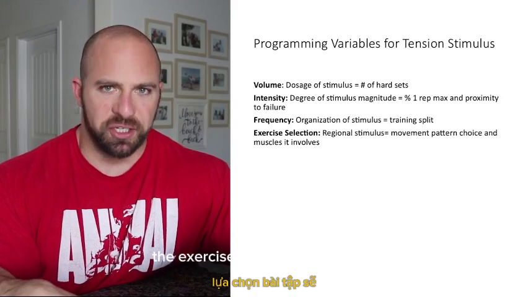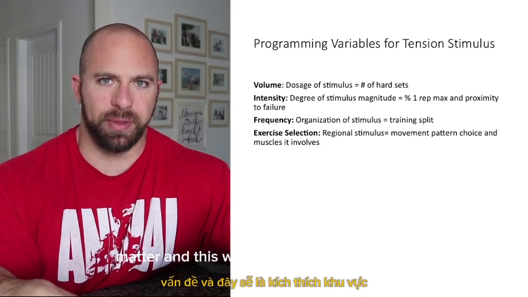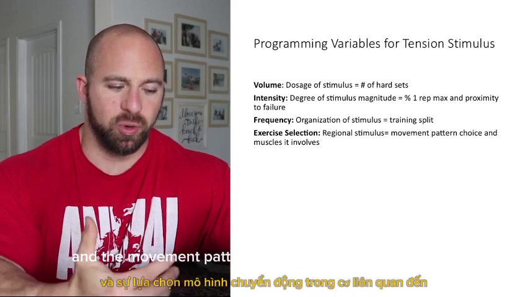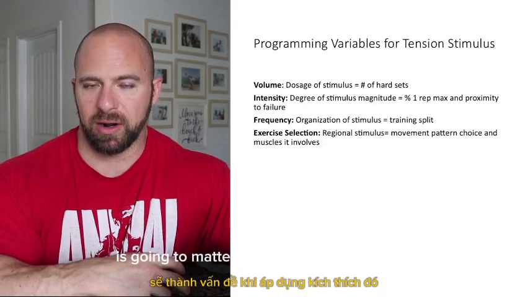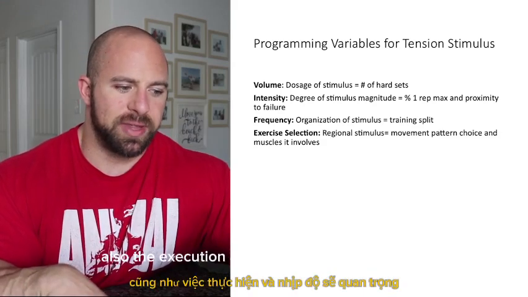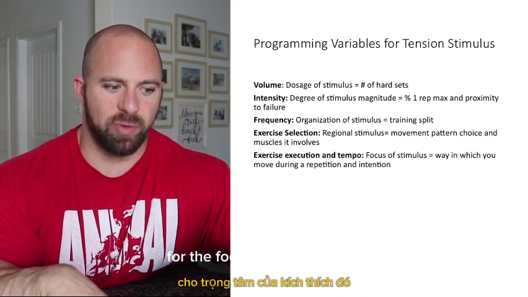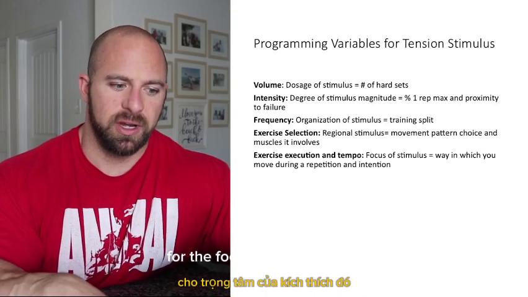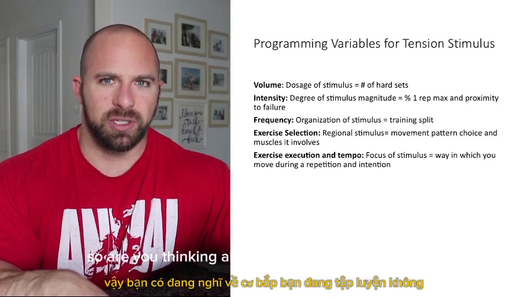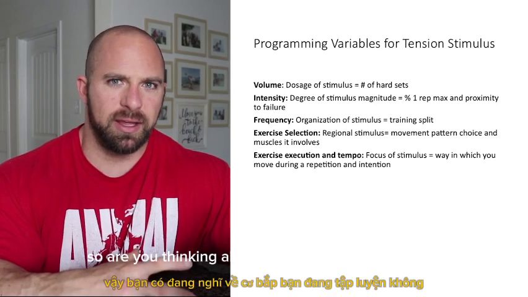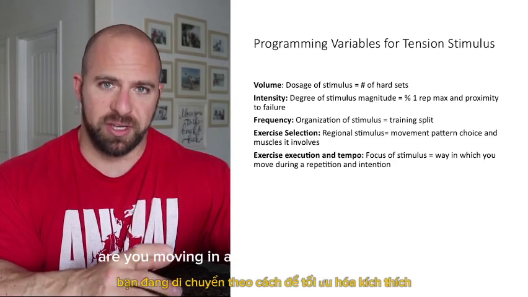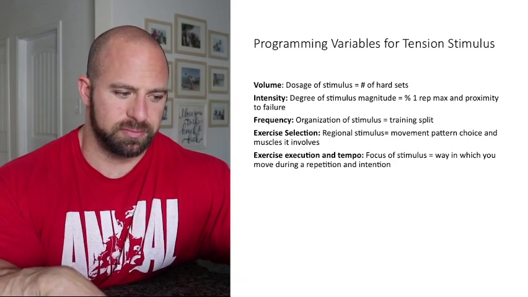The exercise selection is going to matter, and this will be the regional stimulus. So where are we trying to put a stimulus to? And the movement pattern choice and the muscle it involves is going to matter for applying that stimulus. Also, the execution and tempo is going to matter for the focus of that stimulus, the way in which you move during your repetitions and with intention. So are you thinking about the muscle you're training? Are you connecting well with it? Are you moving in a way to optimize the stimulus for that muscle?